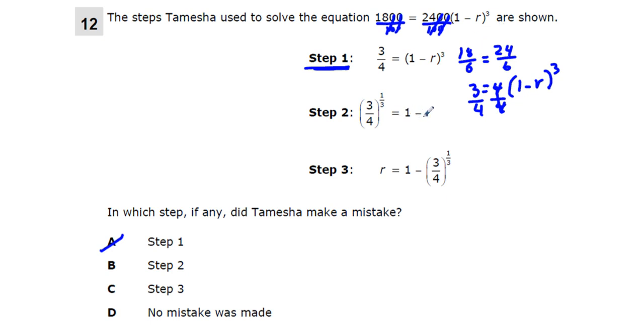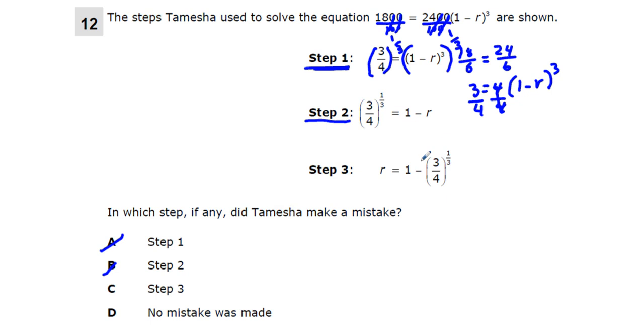Well, what you're trying to do is cancel out this cube on 1 minus r. To do that, you take both sides to the 1/3 power. And so what you have is 3 over 4 to the 1/3 power equals just this 1 minus r. So that's a good step 2, okay? So step 2 is a correct step, meaning that that's not our correct answer.